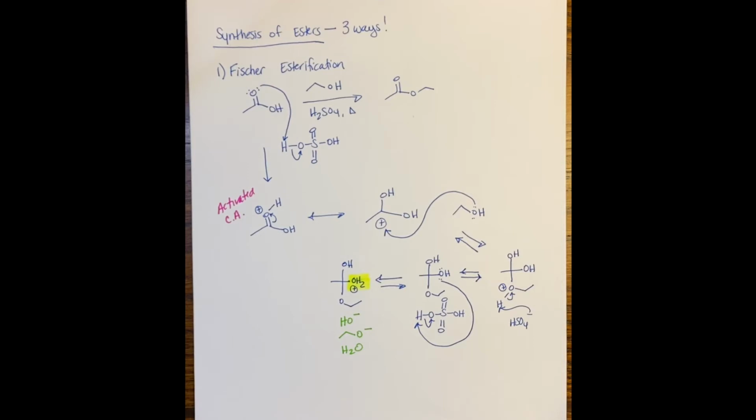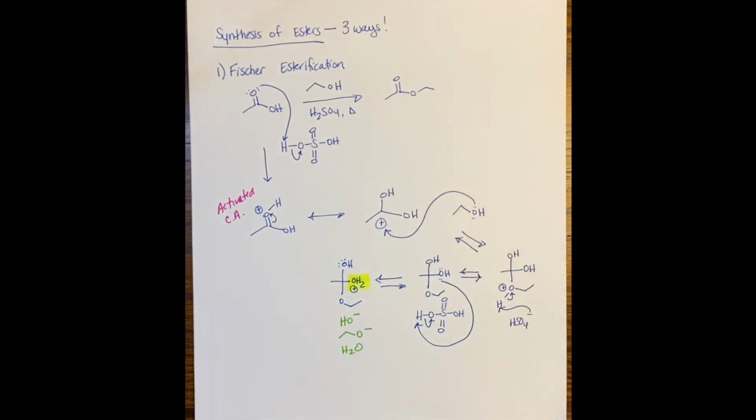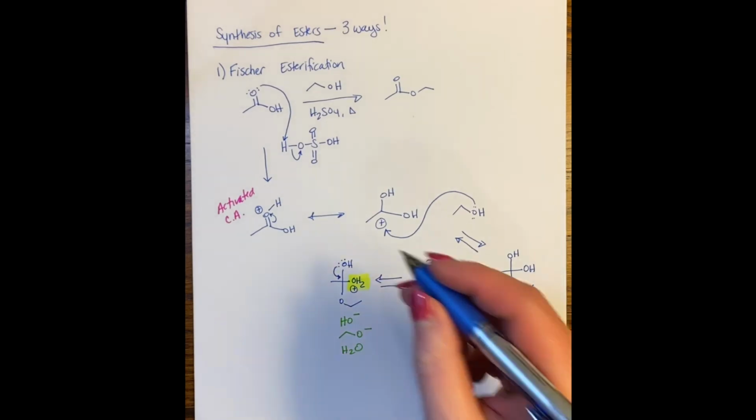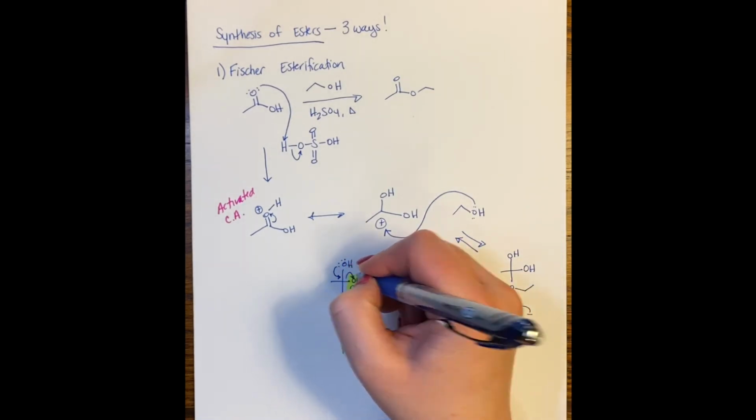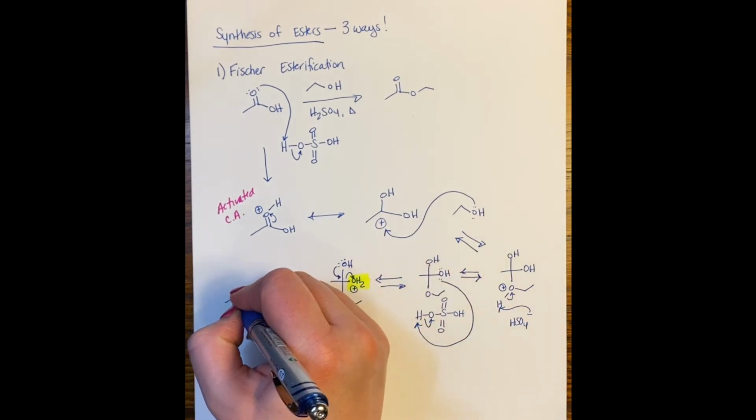So that oxygen can either take its electrons and leave, or that oxygen can take its electrons and be pushed out with the assistance from one of the lone pairs on my adjacent oxygens. So I can take that lone pair and push it towards the carbon. I can kick out that molecule of water, and that leads me to this structure.